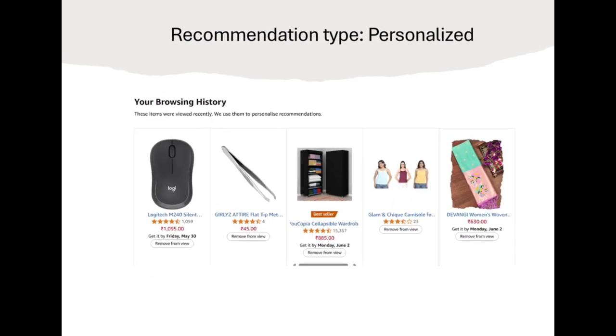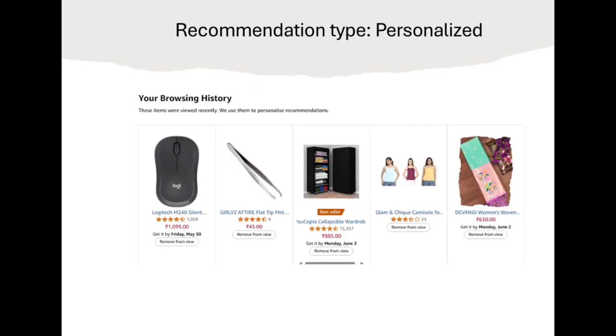The third one is kind of personalized. You have a browsing history. Based on your browsing history, either a mouse or a tweezer or some products like this, it suggests. Right? So this is a personalized recommendation based on the user's history.